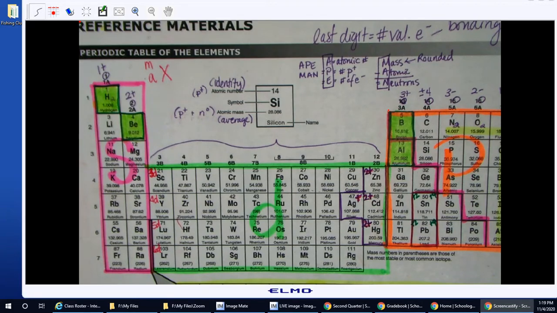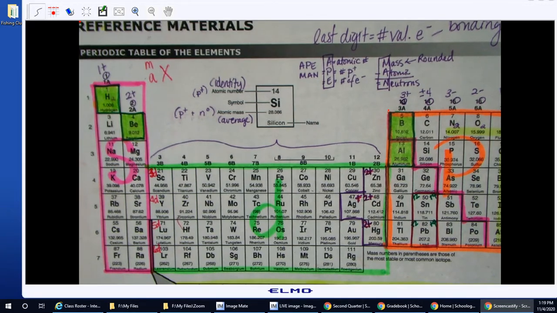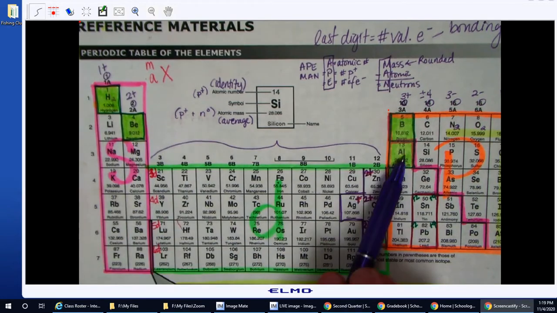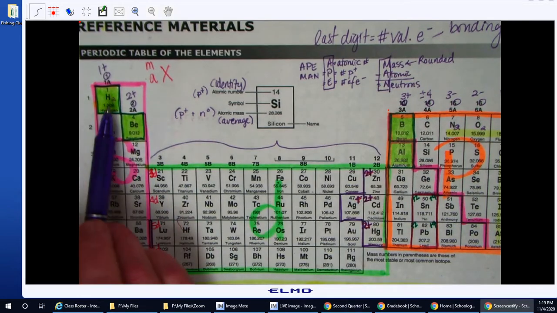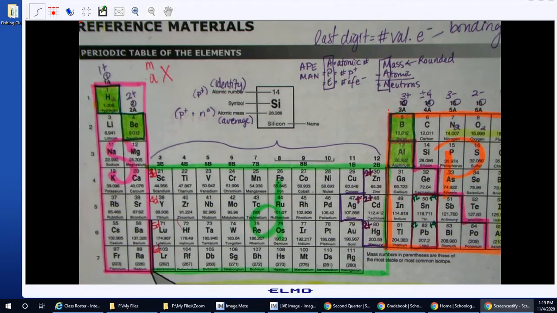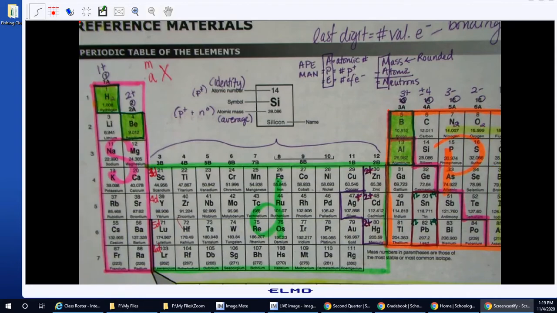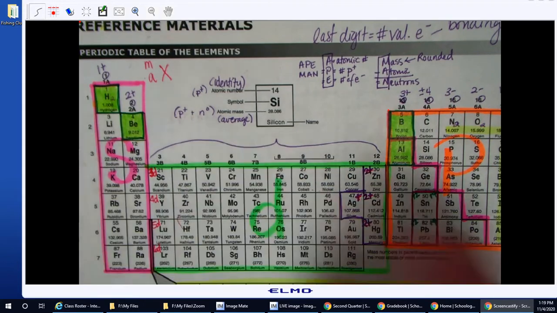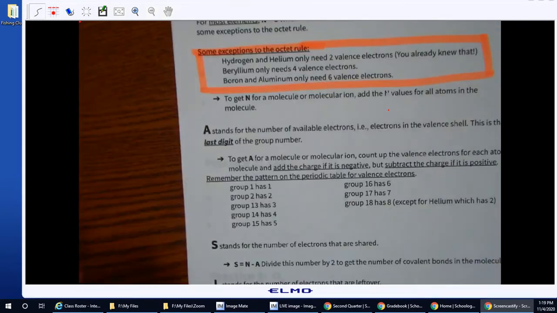Again, the octet will be 8, except for these that I've highlighted in green. Hydrogen needs 2. Beryllium needs 4. Boron and aluminum need 6. So 2, 4, 6, 8. Got it? 2, 4, 6, and then everything else is 8.